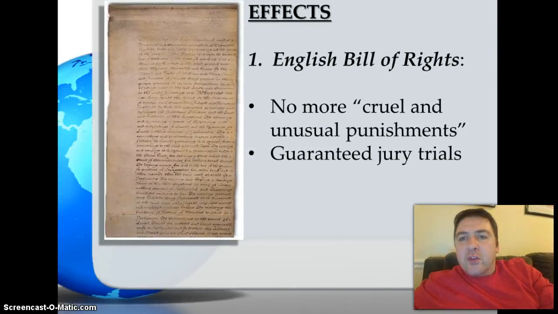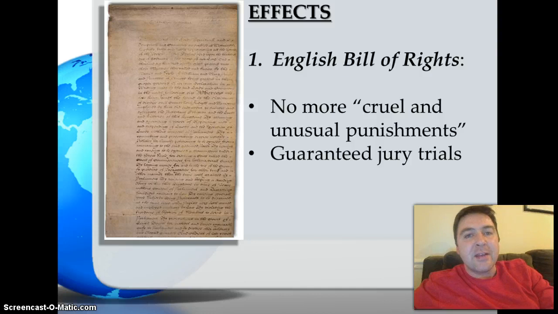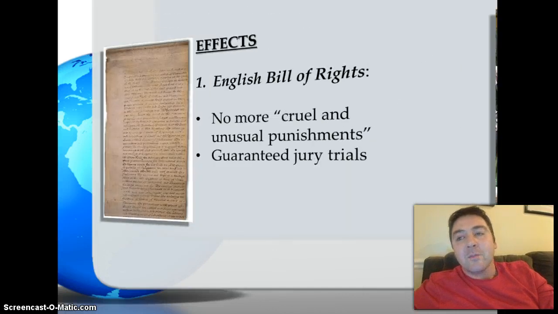Okay, so from all this, we really have three effects. The first, as we mentioned, was the English Bill of Rights. Things like cruel and unusual punishments, the guarantee of jury trials, a lot of the things that get incorporated later on into the U.S. Constitution first appear in England in the Bill of Rights, and that was an effect of this period of time. William and Mary signed this document, and from that point forward through the present day, it really limits the amount of power the English king or queen has.